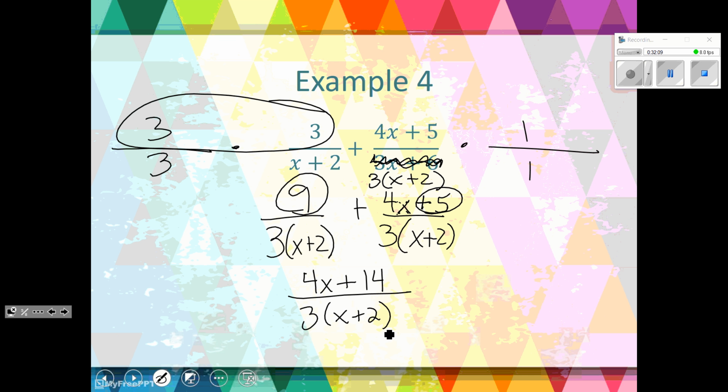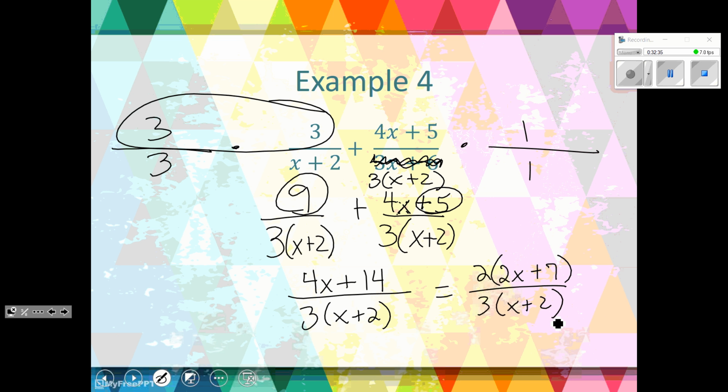Can I factor? What can come out of the top? Here is where you try to simplify. My question is, though, if you take a 2 out of the top, does it help you any? Let's take a 2 out of the top. What would I be left with? 2x plus 7 over 3 times x plus 2.